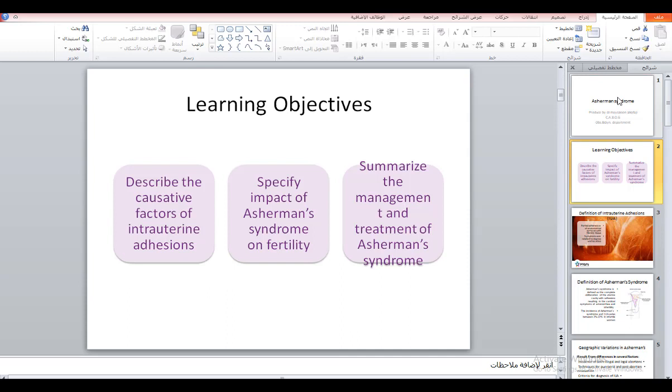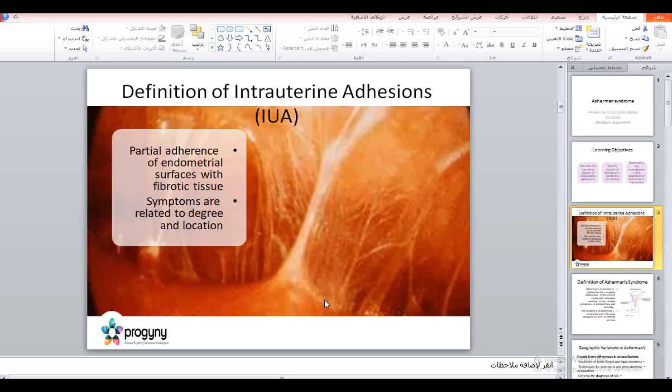Learning objectives of this lecture: to describe the causative factors of intrauterine adhesion, specify the impact of Asherman syndrome on fertility, and summarize management and treatment of Asherman syndrome. Asherman syndrome, or intrauterine adhesion, is partial adherence of the endometrial surface with fibrotic tissue. Symptoms are related to the degree and location of this fibrosis.